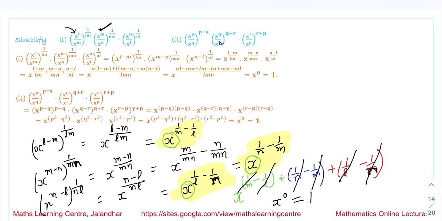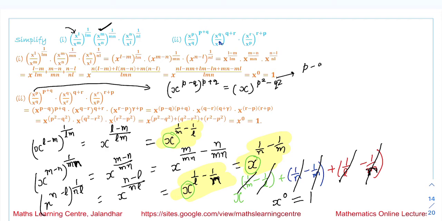Similarly, in the second part, if we look at the first bracket, it is x raised to the power p minus q, raised to the power p plus q. So that is equal to x raised to the power p square minus q square. Why? It is p minus q into p plus q. It is a minus b into a plus b.